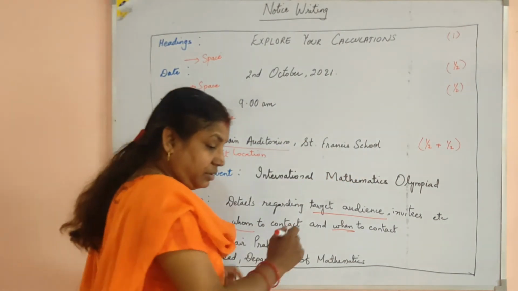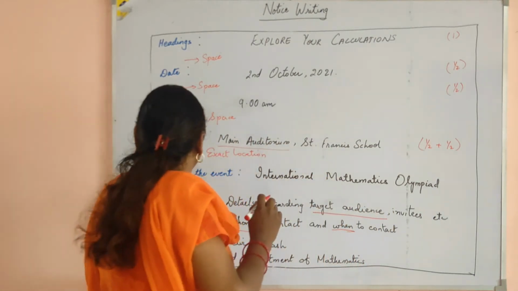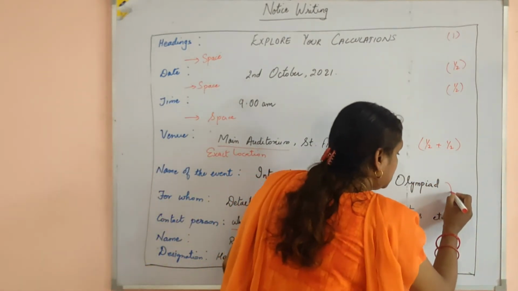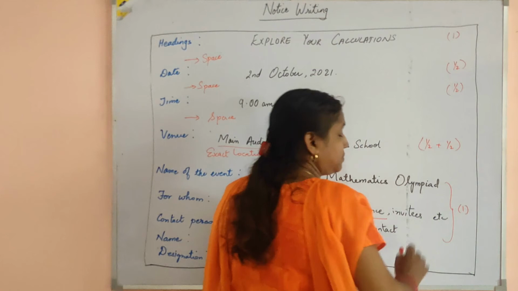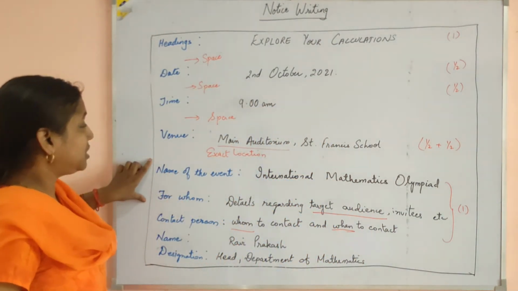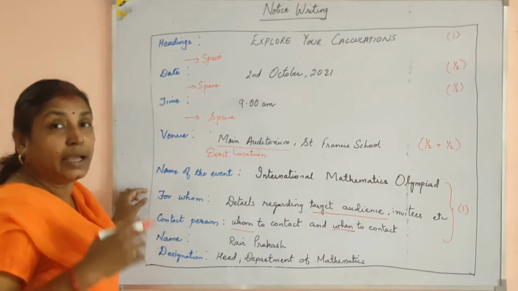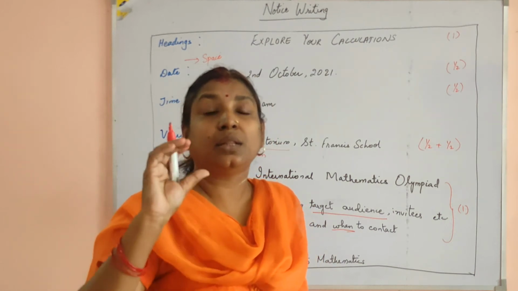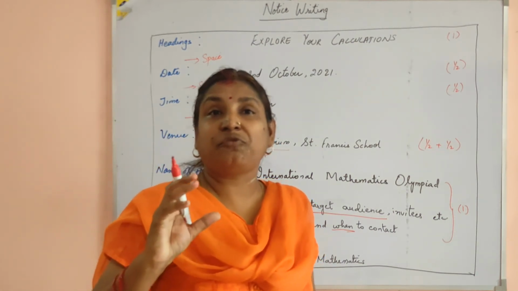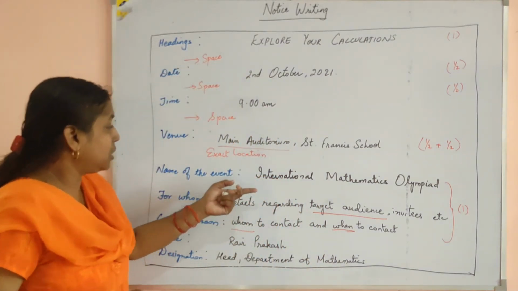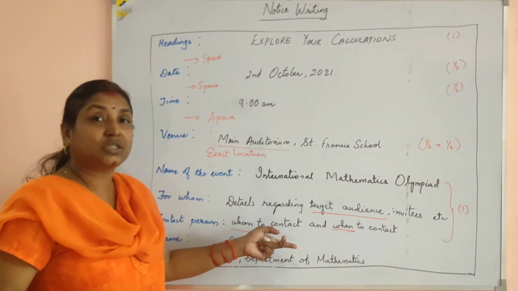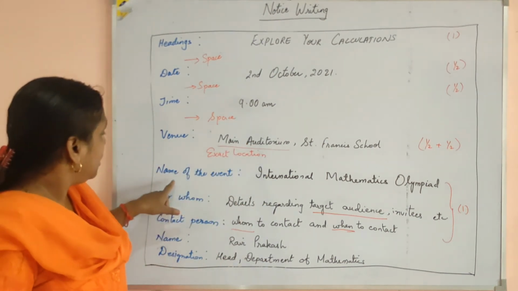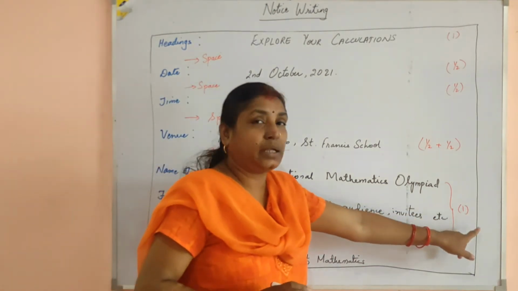Then name of the event, for whom, and contact person, all together carry 1 mark. Now these steps can be written step by step as I mentioned here, or you can also write it in paragraph form. A short paragraph of 5 to 6 lines can contain all the details of these steps. So the full name of the event, whom, and the contact person will carry 1 mark.